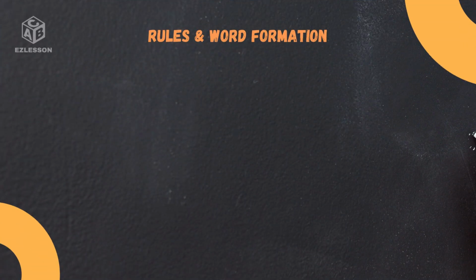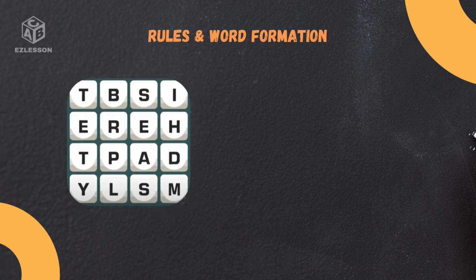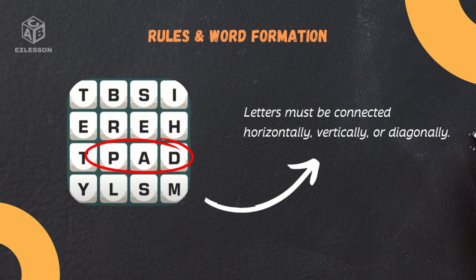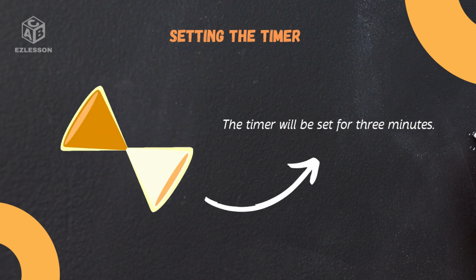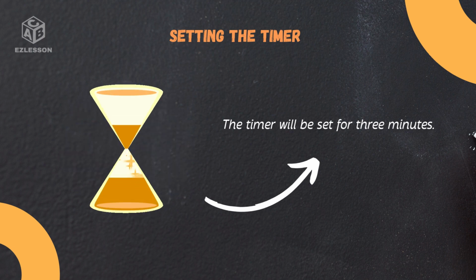Here are the rules to play this game. Words must be at least 3 letters long. Letters must be connected horizontally, vertically, or diagonally. You cannot skip letters or use the same letter cube more than once in a word. The timer will be set for 3 minutes. Each team has 3 minutes to write down as many words as they can find.